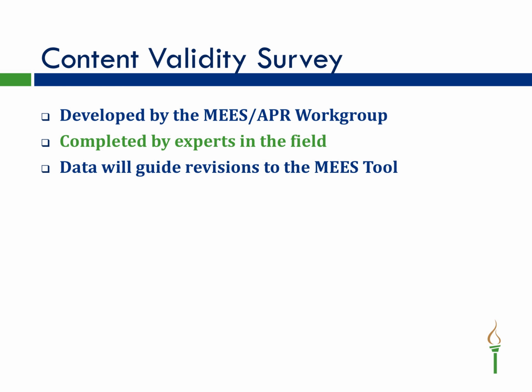The MEES APR work group will develop a large-scale content validity survey. This will be distributed to experts in the field to determine the alignment of the descriptors to the standards, as well as to determine their degree of importance related to the standard. This data will be used to make revisions to the MEES tool in spring 2019.